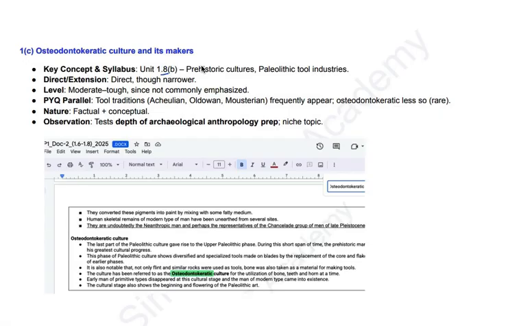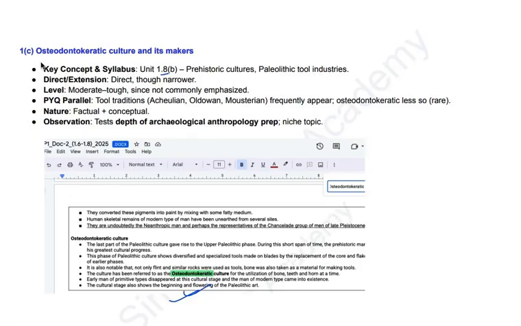But if you are studying the tool traditions in detail, you must come across this particular thing. And why am I saying this? Because in our notes also we have covered this particular culture, not in detail, but it is there. So at least you have certain ideas about it. Okay.